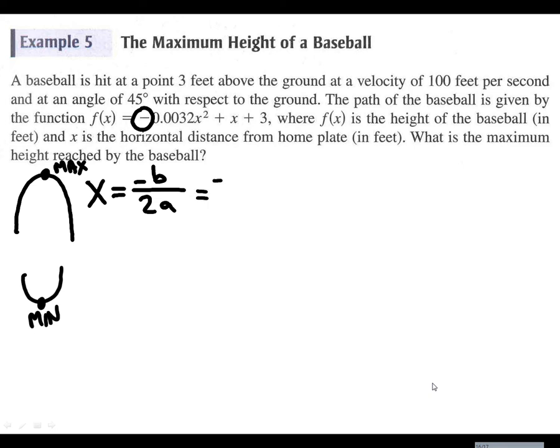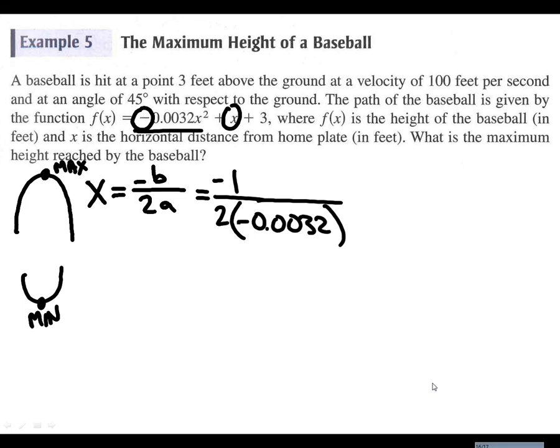We have negative b. In this case, what's the coefficient of x? Just 1 over 2 times a, which is negative 0.0032. All right, and so we're going to plug that in. And if we divide those two things, we end up with x equals 156.25.